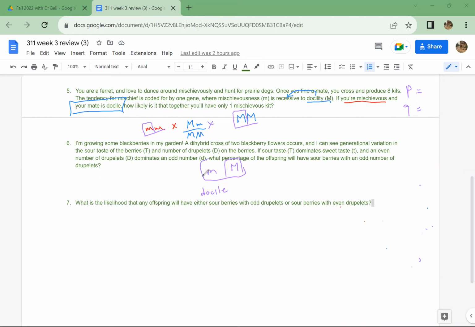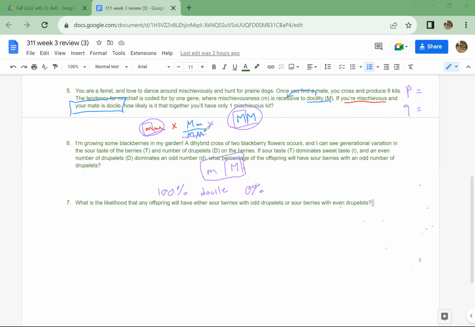And because this is the only possible outcome due to the limited kinds of alleles that parents can contribute in this cross, 100% of the offspring will be docile. And so if 100% of the offspring are docile, then it stands to reason that 0% of offspring will be mischievous. And so we can kind of discard this possibility. It's not going to contribute to the answer anymore.